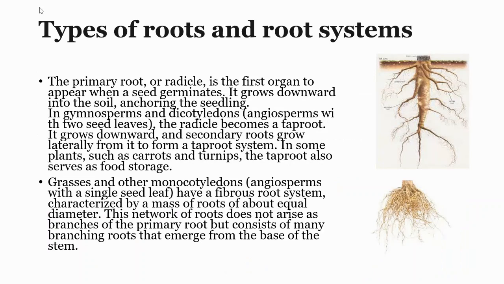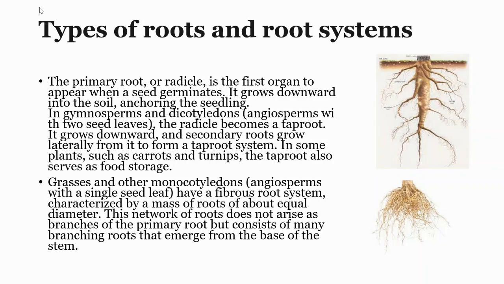Types of root and root system. The primary root or radicle is the first organ to appear when a seed germinates. It grows downward into the soil, anchoring the seedling. In gymnosperms and dicotyledons, angiosperms with two seed leaves, the radicle becomes a taproot. It grows downward and secondary roots grow laterally from it to form a taproot system.